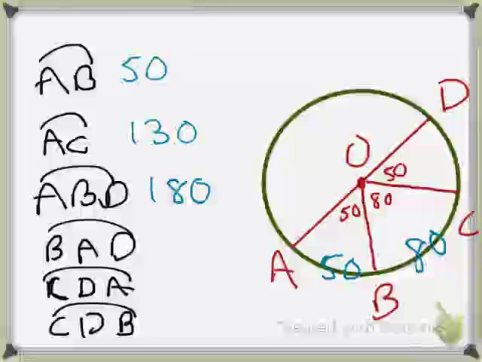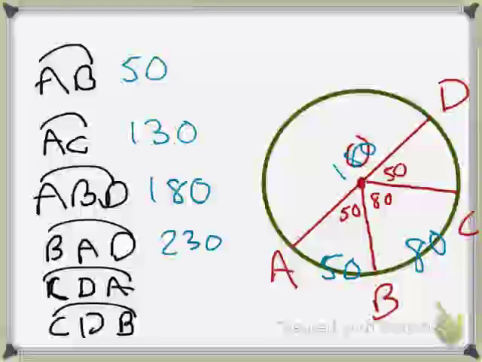BAD, starting at B, passing through A, down to D, we'll measure that. 230. How do we figure? If one half of the circle is 180, the other half must be 180 as well. And starting at B, going to A, we get 50, all the way around to D, 50 and 180 gives us 230.